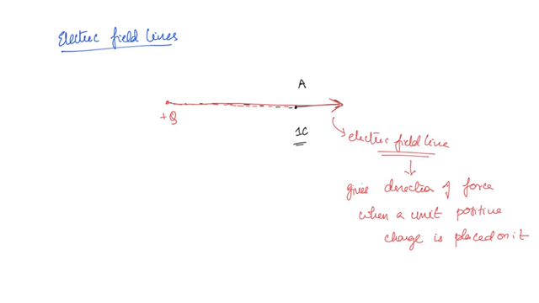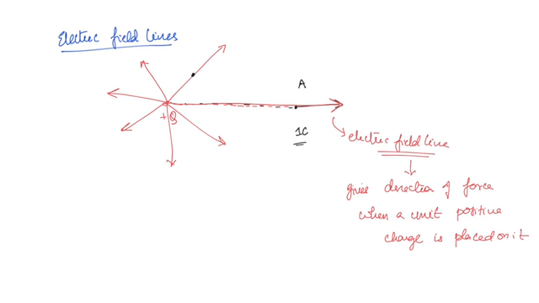We can draw multiple field lines like this, which are radially outward. For a positive charge, the electric field lines are going to be radially outward, because wherever you keep a positive charge, let's say you keep it here, it is going to experience a repelling force, so it will be away from plus Q. So all around plus Q you are going to have the electric field lines like this. This is called the electric field line of a positive charge.